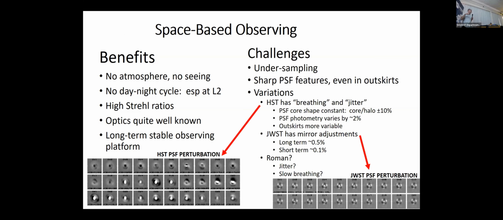But the challenges are, of course, undersampling. You get sharp PSF features even in the outskirts of the PSF. So because of the optics, you can still get bumps in the PSF in the outskirts that are just as sharp, almost as sharp as the core. So this can be a challenge.